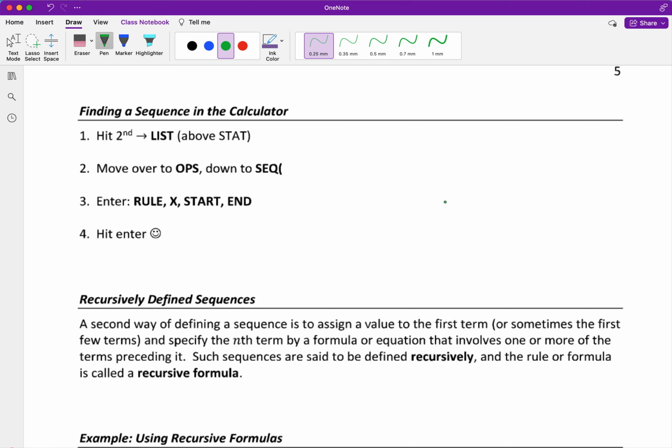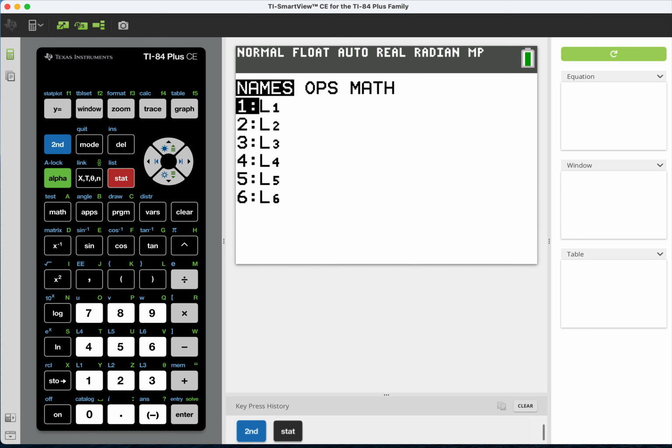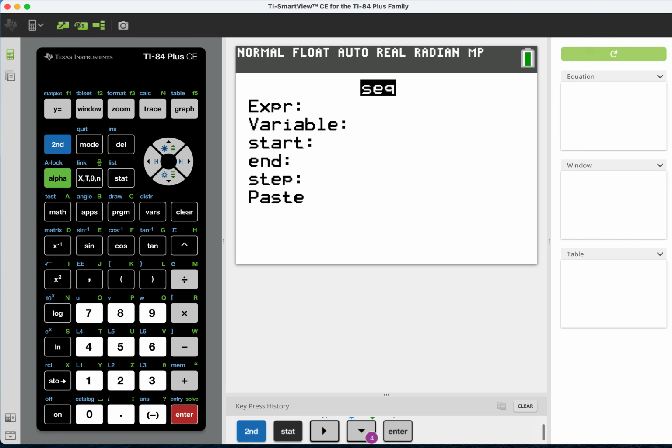If you have a newer calculator, it's going to look a little bit more like what I'm about to show you here. All right, so I'm going to hit second and then list, which is that one that's highlighted red right there. I'm going to move over to operations, okay, and I'm going to go down to number 5, which is sequence. Okay, so I'm going down to number 5, sequence. So newer calculators look like this.